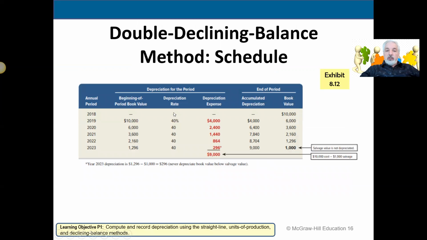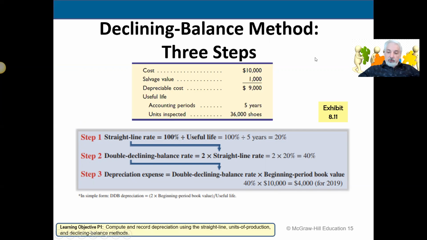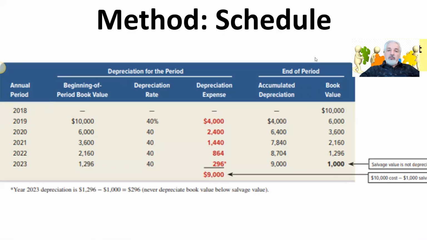So we look at the schedule here. We're taking, and I'll make it a little bigger. So you'll see that the first year we take out 4,000. We took 40% of the 10,000. Then we're going to take out 40% of the 6,000, which is 2,400. Then we take out 40% of the 3,600, which is 1,440. 40% of the 864. The only catch is we're not going to take 40% of 1,296. We're going to take the remainder to get to the 9,000 total expense.